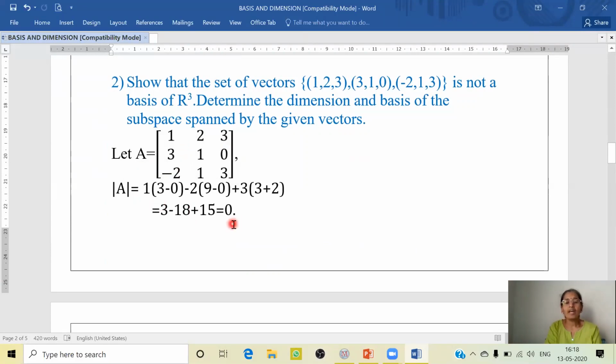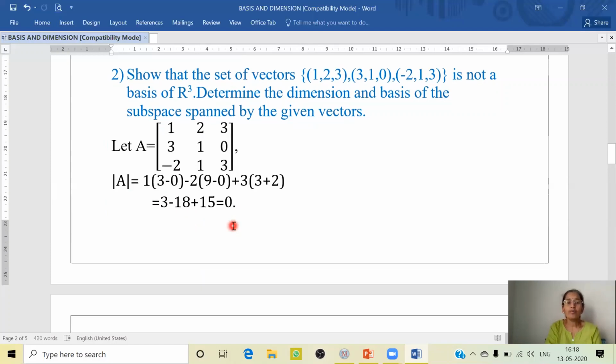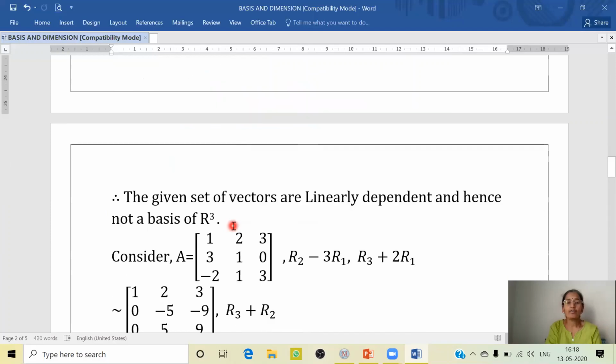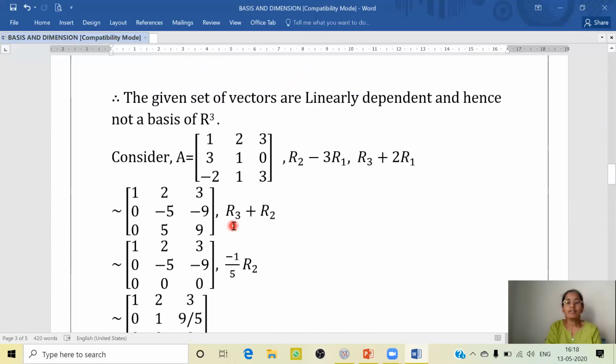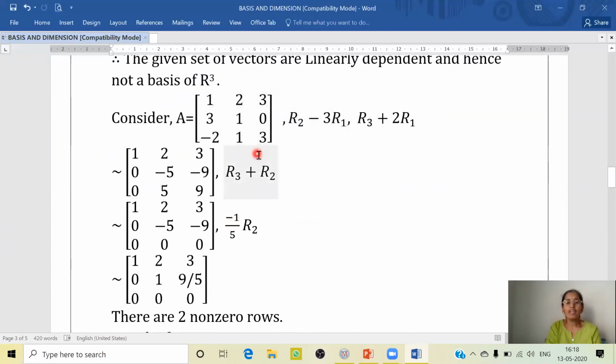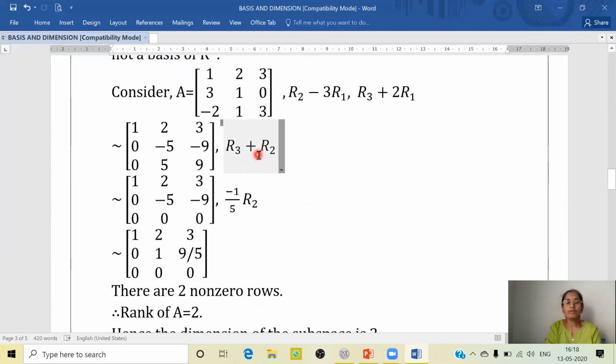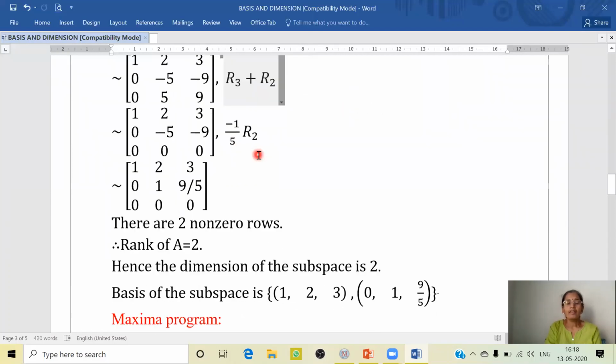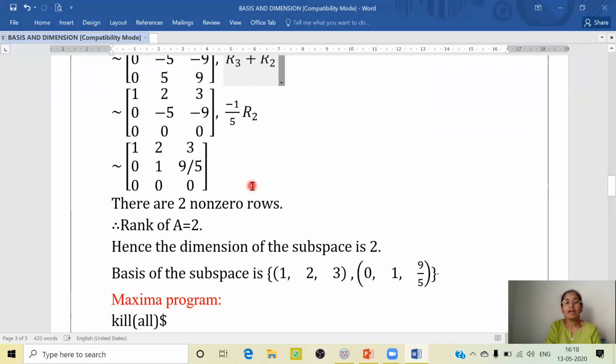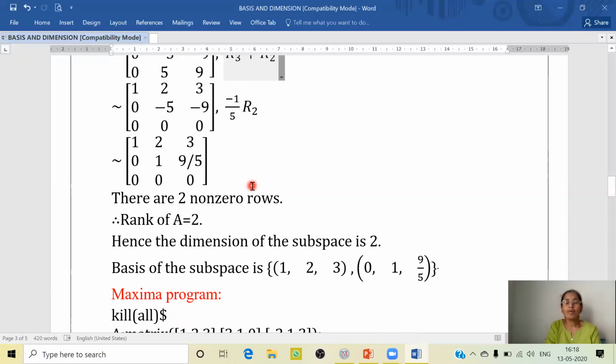So the determinant value is 0. Therefore, the set of vectors are linearly dependent and hence they do not form the basis of R^3. Now let us take this matrix A, bring it to the row reduced echelon form, and the number of non-zero rows will give us the rank of the matrix, and that is the dimension of the subspace. And the number of non-zero rows will form the basis of the subspace.